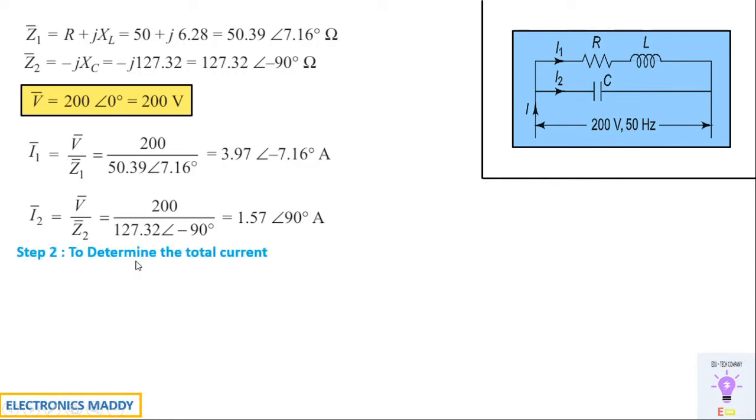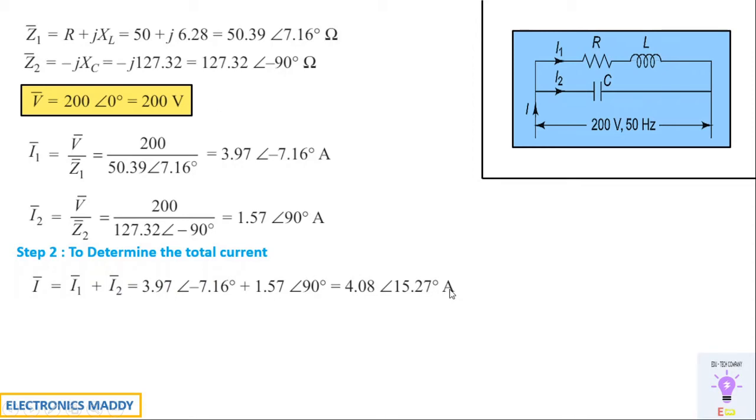Once this is done, to determine the total current, we can do it in two methods. You know Z1 bar and Z2 bar. You can find Z bar is equal to Z1 bar Z2 bar by Z1 bar plus Z2 bar, and then find I as V by Z. Or you can do it in this particular method as well. I bar is equal to I1 bar plus I2 bar, according to KCL, the algebraic sum of currents is equal to 0. So that is equal to 3.97, substitute the value obtained here, substitute the value obtained here, and you'll be getting 4.08 at an angle of 15.27 degrees.